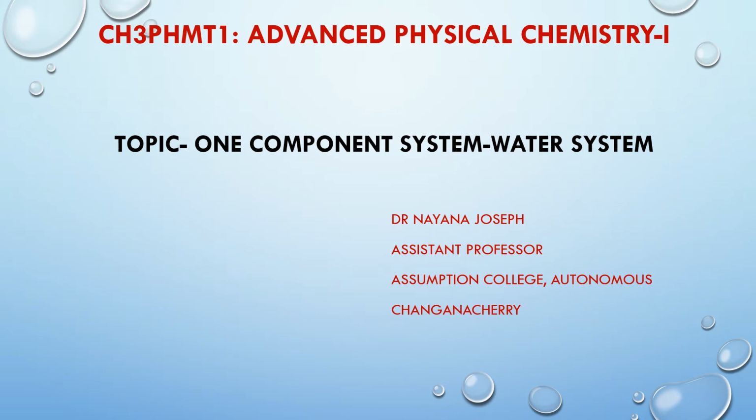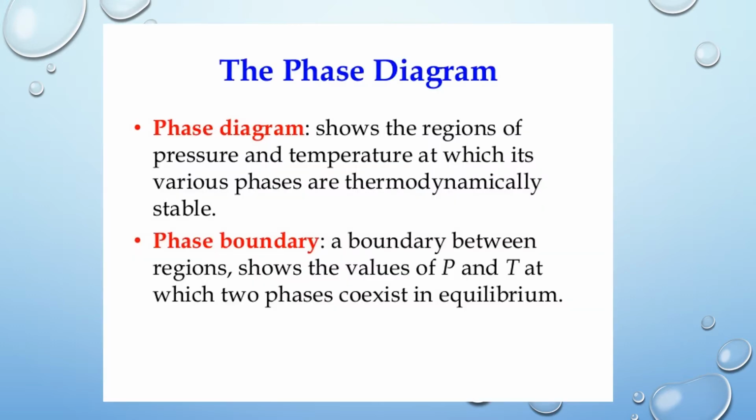Today we are going to talk about one component system, example water system. What is a phase diagram? Phase diagram is a diagram allowing us to determine in which phase or phases a system exists under a given temperature, pressure and the total composition of the system. Phase diagram of a pure substance shows the dependence of equilibrium pressure on equilibrium temperature.